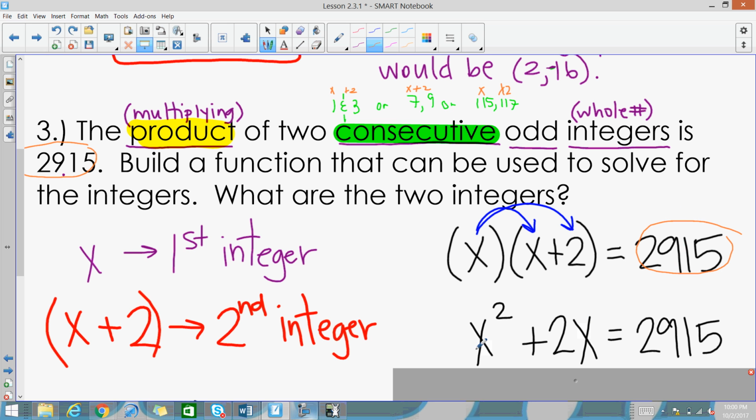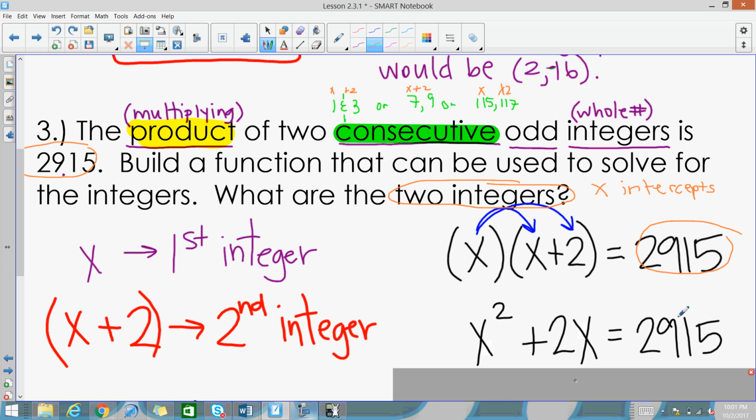Now here's the thing. What we're looking for, what are these two odd integers? These two integers are x-intercepts. That's what we're looking for.